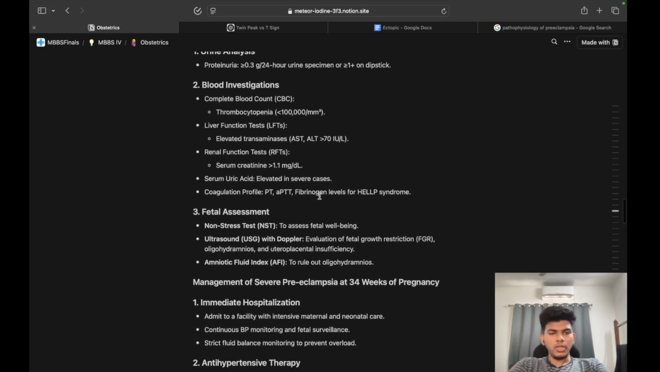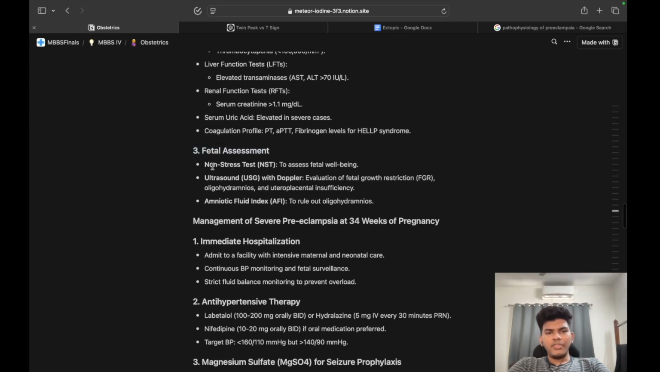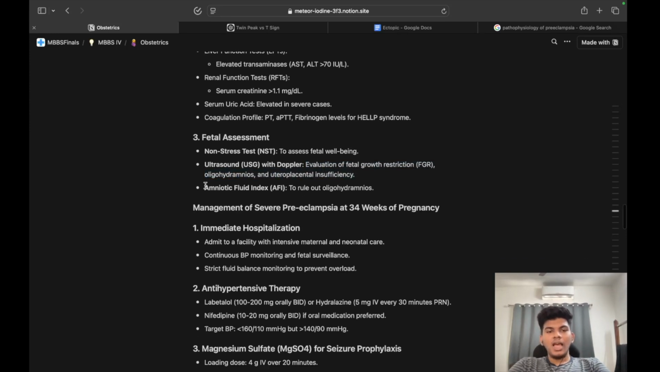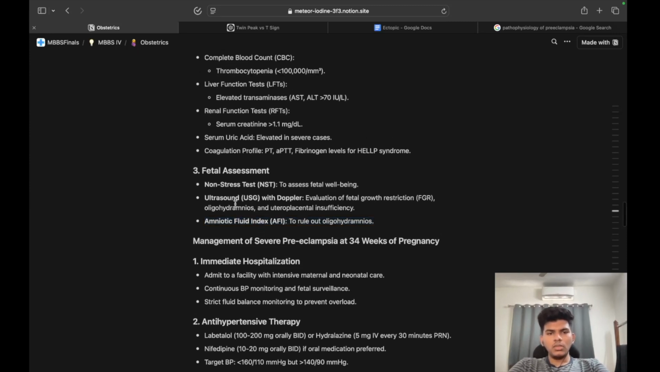Elevated liver enzymes too, and then fetal assessment: non-stress test to assess fetal well-being, and ultrasonography with Doppler evaluation of fetal growth restriction, oligohydramnios and uteroplacental insufficiency. Amniotic fluid index to rule out oligohydramnios. So these are the fetal assessment tests: NST, not NFT, ultrasound with Doppler, and amniotic fluid index.